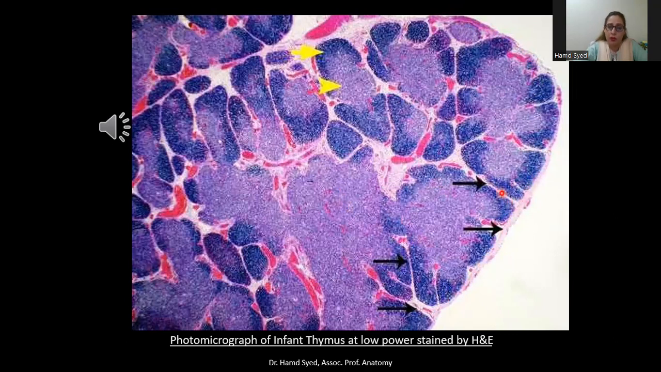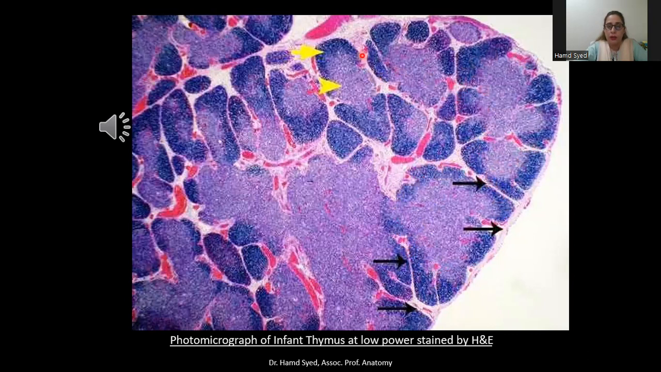From this capsule, inwards are extending these septi. They're also indicated by the black arrows. And these septi then divide this lobe of the thymus into lobules. So here is a section which is a lobule, and adjacent to it, here is the other lobule.